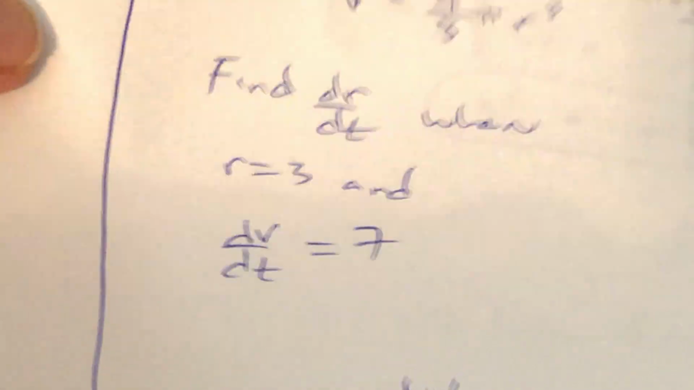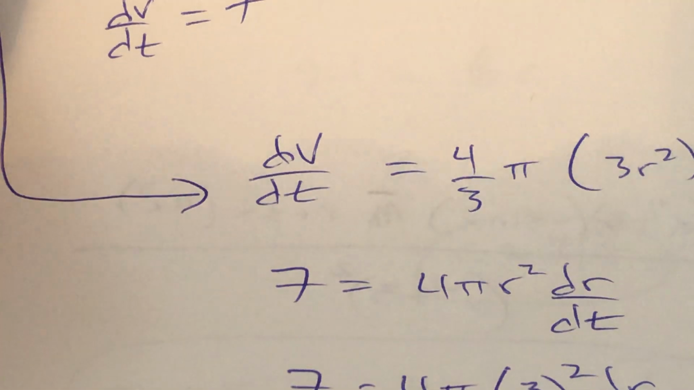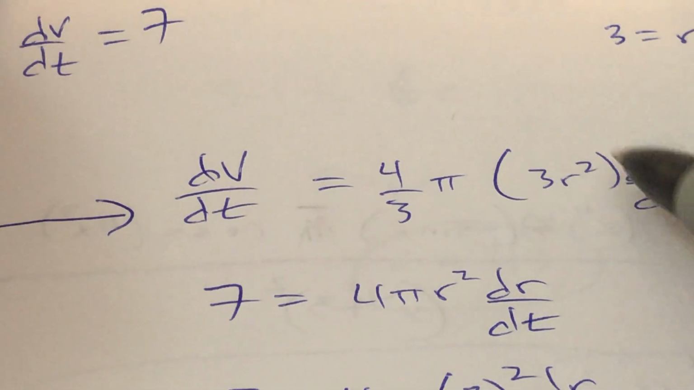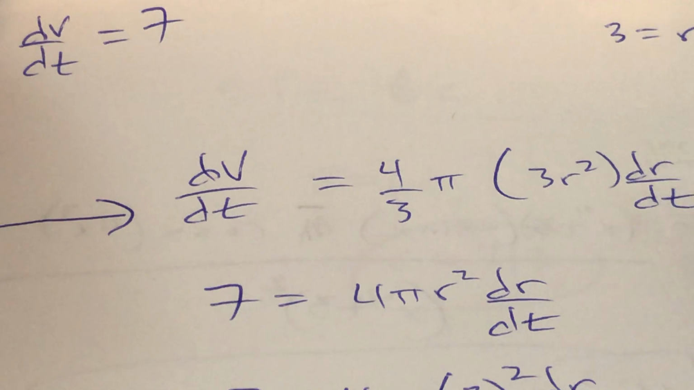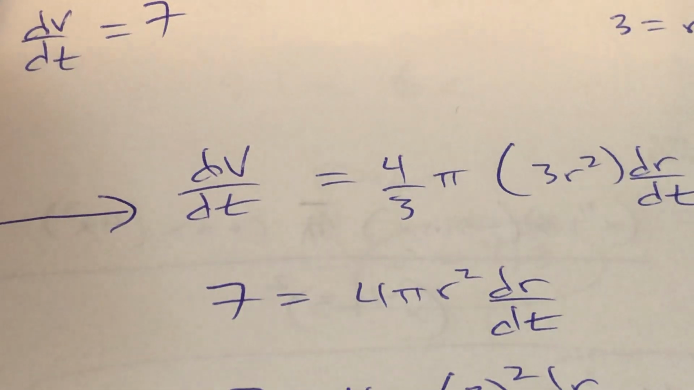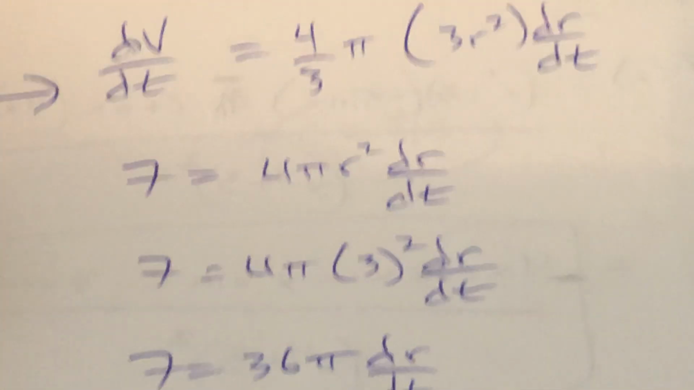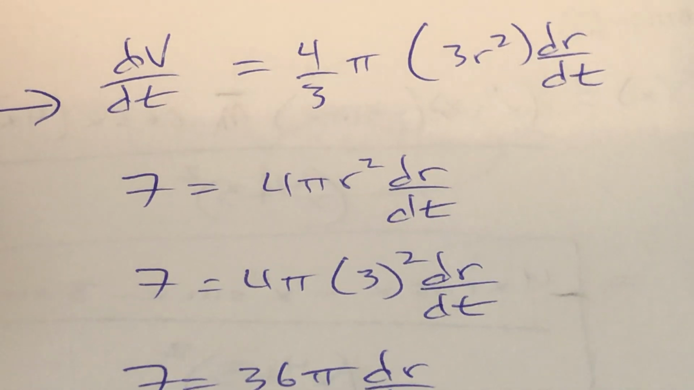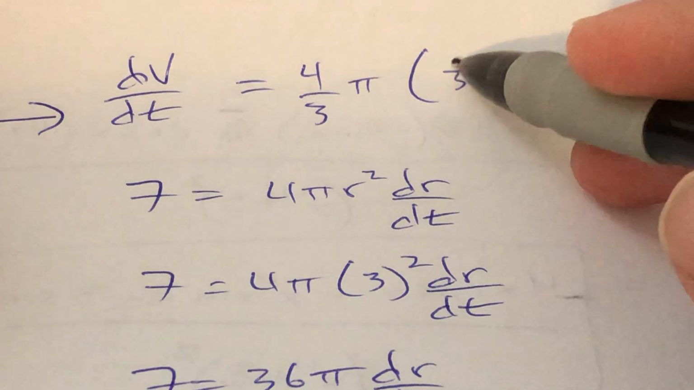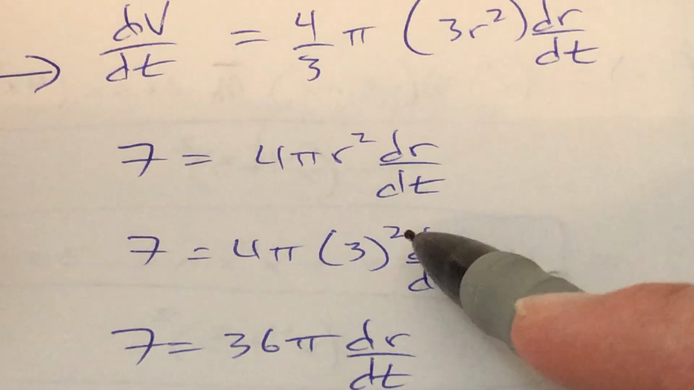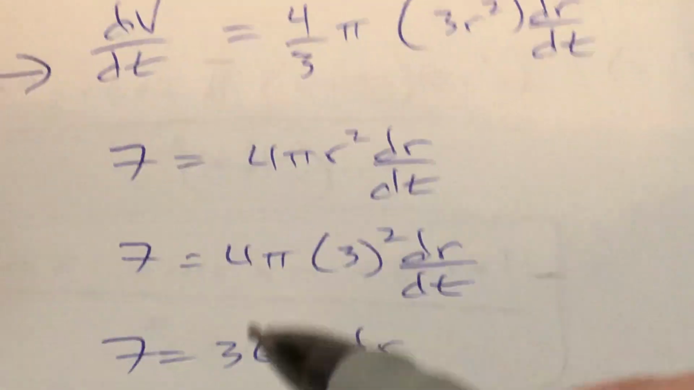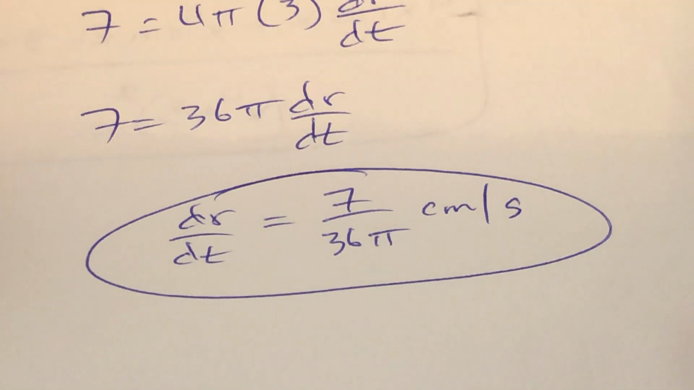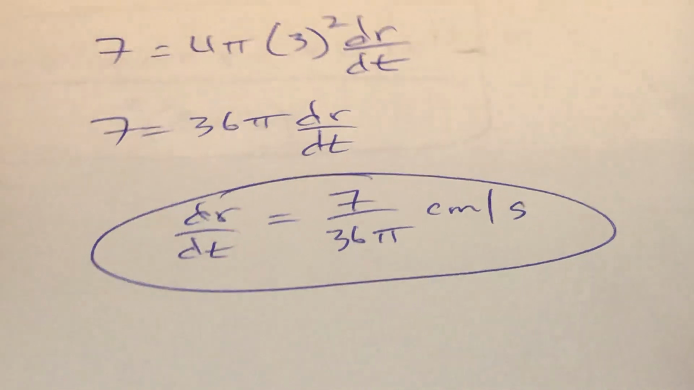So, we're going to take the derivative of this. dV/dt is 4/3 pi. The derivative of r to the third would be 3r squared dr/dt. The 3's cancel. Plug in 3, the pi. Yeah, these two 3's cancel. We got more 3's coming up here. All right, so that is 9. 9 times 4 is 36 pi. 7 divided by 36 pi is dr/dt, and we're talking about centimeters per second.